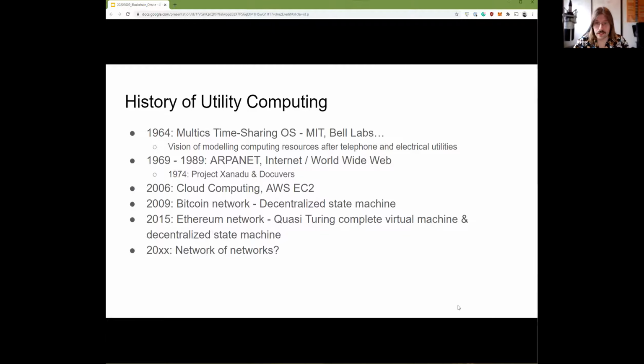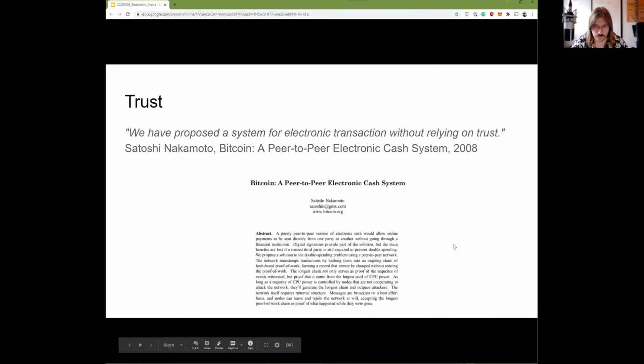One can say it is kind of a world computer, a very slow one, but it is one, and that's kind of cool. And now following this, we have some movements toward networks of networks, like blockchain networks becoming more interoperable with each other.